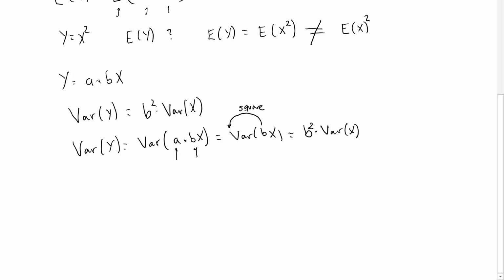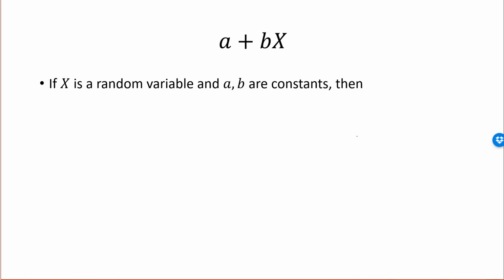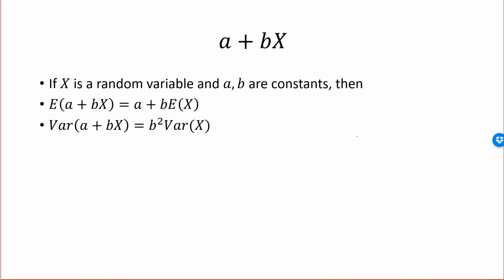So going back to the notes, we have the following setup. We have a linear function of our random variable x, and we have the following result. The expected value of this linear function is a plus b times the expected value of x, and the variance of a plus bx is simply b squared times the variance of x.